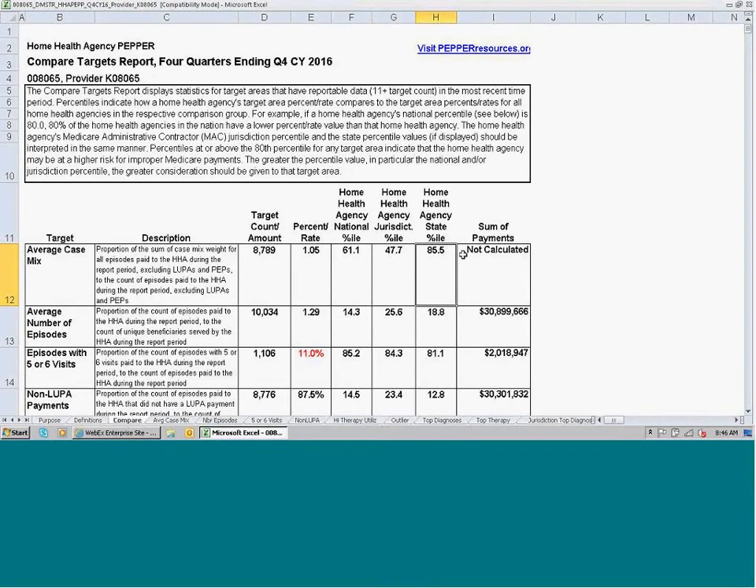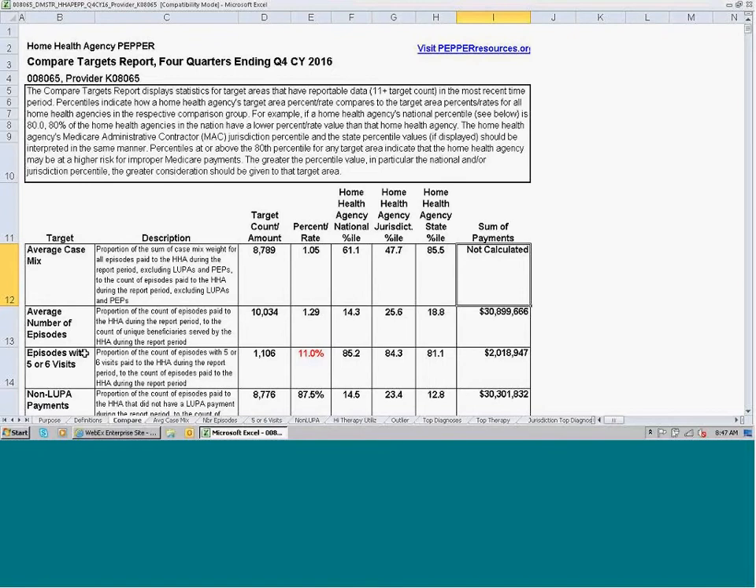Now you'll notice there's a big difference in these percentiles, and many times that can be due to differences in patient population. Sometimes patient care practices also are different from one region of the nation to another. So you may expect to see differences in these national, jurisdiction and state percentiles depending on differences in care patterns as well as patient population. And for the sum of payments, we do not calculate. It's not available for the case mix weight, which is the numerator.